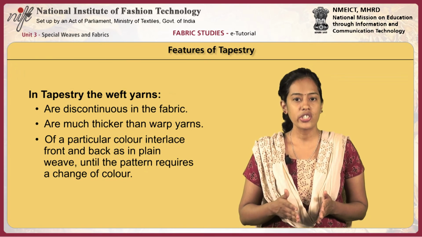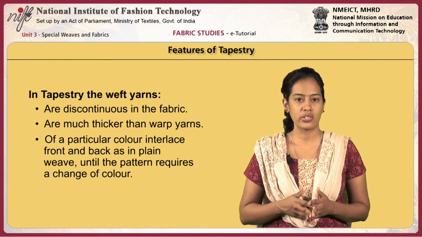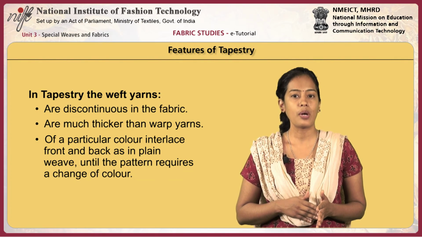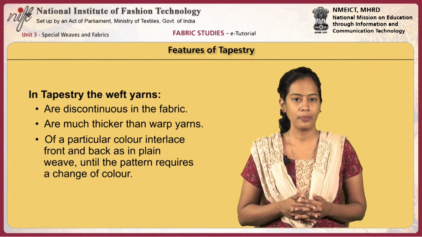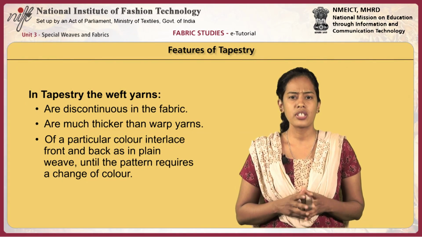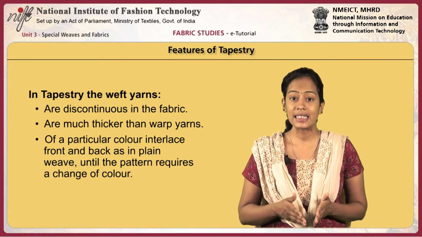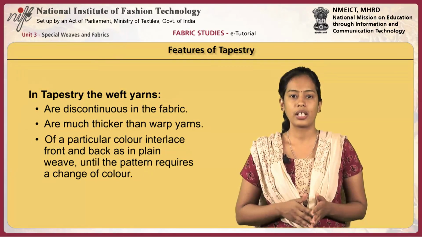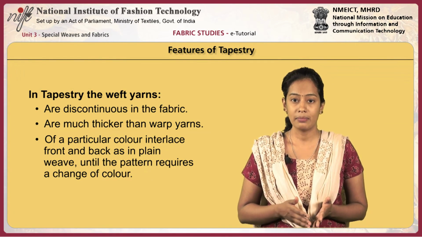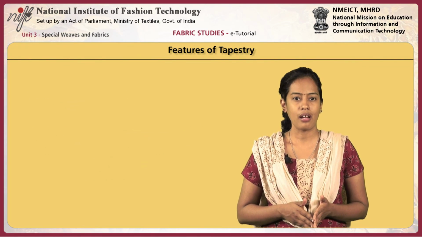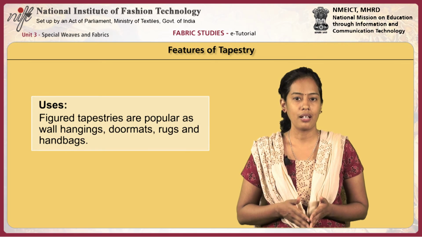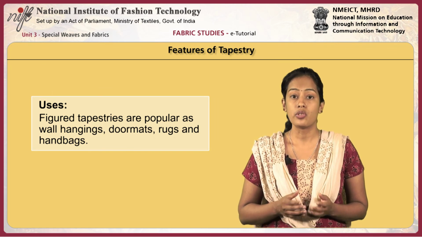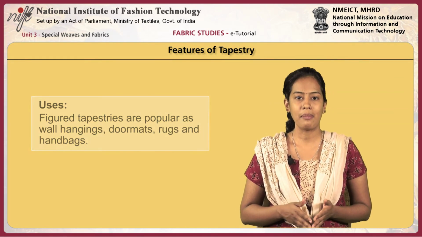Rather, they change color as the pattern changes. Weft yarns are much thicker than warp yarns, hence the warp yarns are completely covered in the fabric and hardly visible. The weft yarn of a particular color interlaces front and back as in plain weave until the pattern requires a change of color. Sometimes they also interlace and are inclined at an angle with the warp yarns. Figured tapestries are popular as wall hangings, doormats, rugs and handbags.